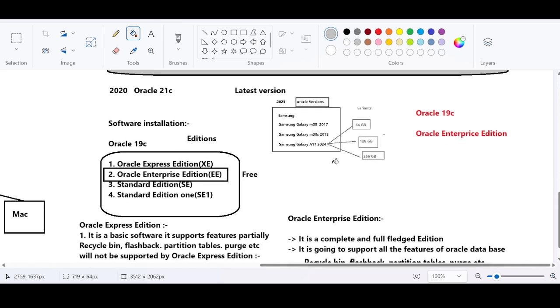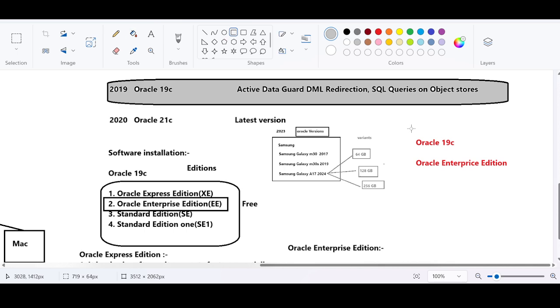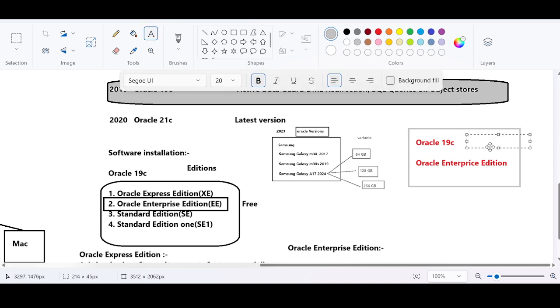Very important, right? When you want to work on Oracle software, you need to do two things. You need to choose 19C as the version, and Enterprise as the edition.